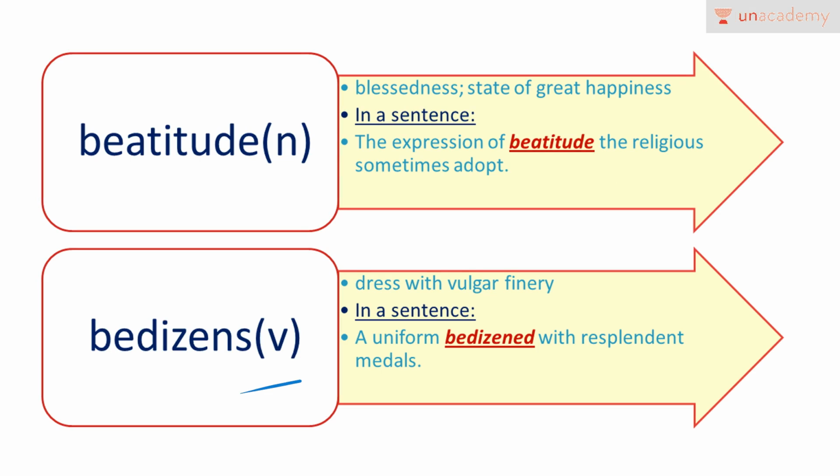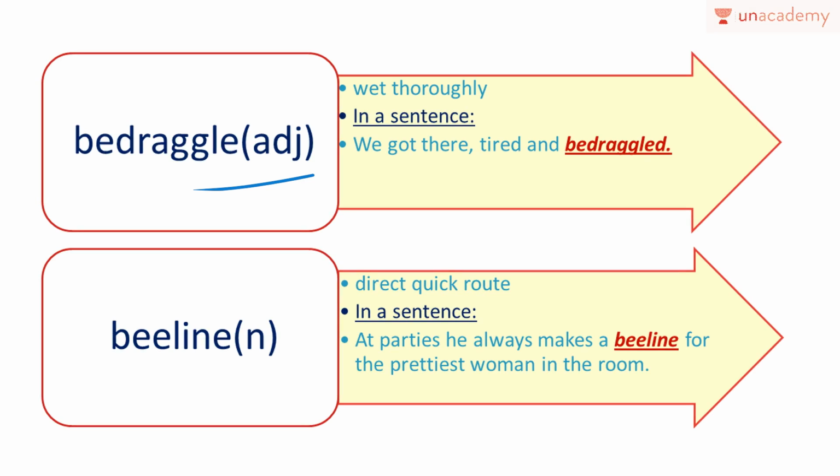Next, bedizens, a verb, which means dress with vulgar finery. In a sentence, it would be, a uniform bedizened with resplendent medals. Bedraggle is an adjective which means wet thoroughly. In a sentence, it would read, we got there tired and bedraggled. Next, beeline, noun. Definition, direct, quick route. In a sentence, it would read, at parties, he always makes a beeline for the prettiest woman in the room.